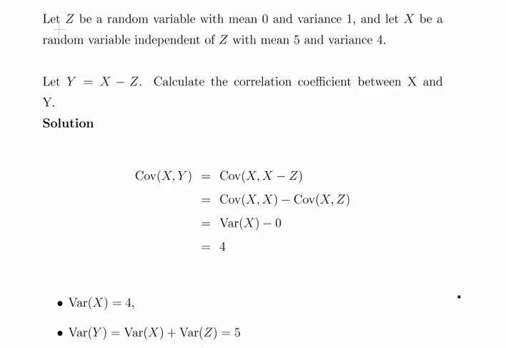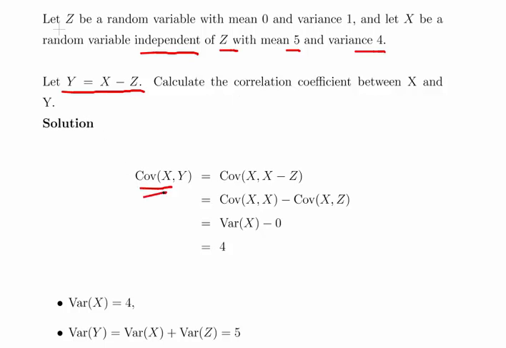Okay, in this presentation we're going to look at correlation and covariance between random variables. So let z be a random variable with mean 0 and variance 1, and let x be a random variable independent, that's important there, of z with mean 5 and variance 4. Let y equal x minus z, so it's the difference of the two. Calculate the correlation coefficient between x and y.